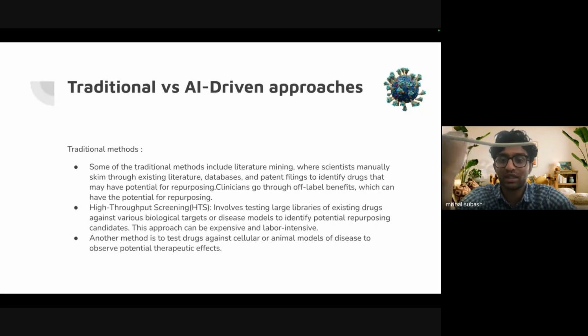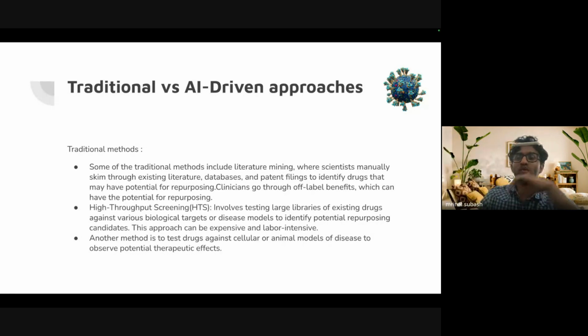Now clinicians have to go through off-label benefits, so they have to go off the track to find out what the benefits of a certain drug are and what the future potential of that drug would be when utilized in repurposing. So this is time consuming.